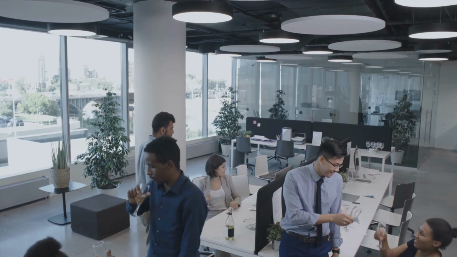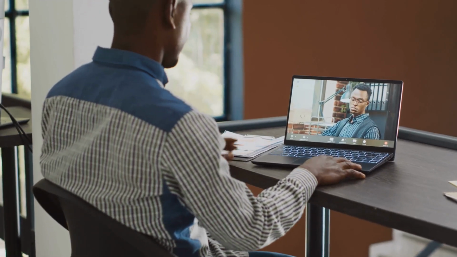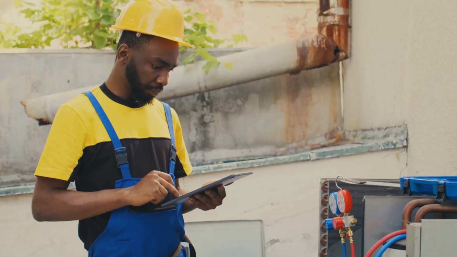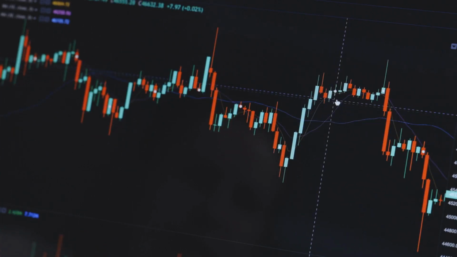Compensation varies by company size, location, and role, but remote work has opened top jobs to talent worldwide. Freelancers can command $100 to $200 per hour for specialized projects. In crypto, skilled analysts are rewarded for their expertise and impact.